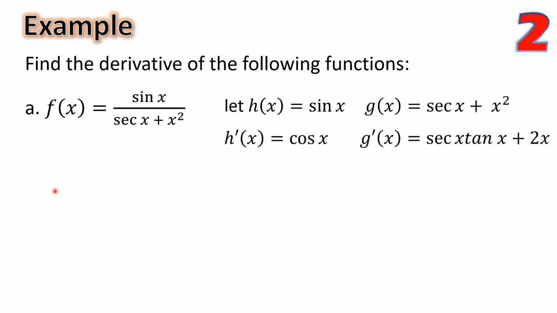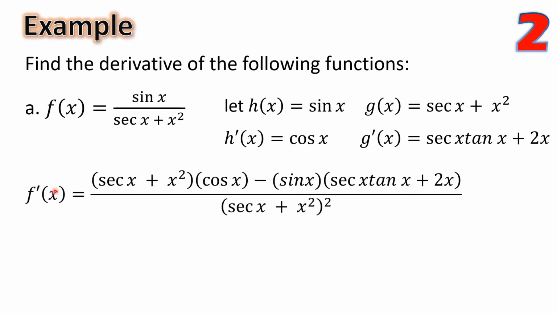Hence, we have the derivative of f of x, that is f prime of x, the denominator, secant x plus x squared times the derivative of the numerator, cosine x, minus the numerator, sine x, times the derivative of the denominator, secant x tangent x plus 2x, all over the square of the denominator, secant x plus x squared squared.